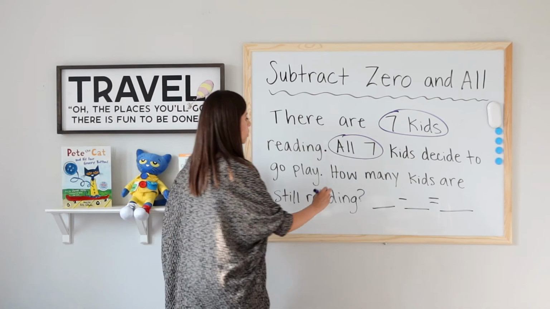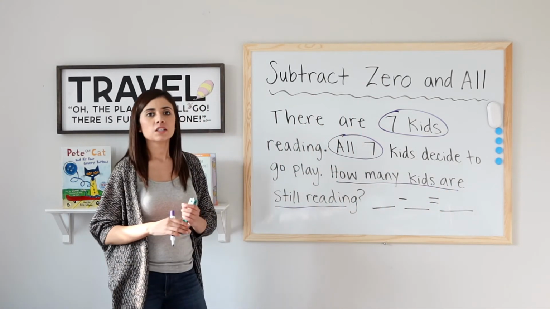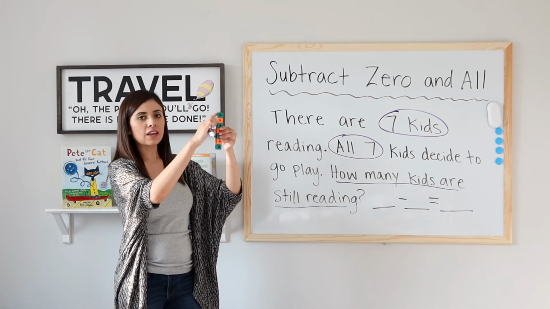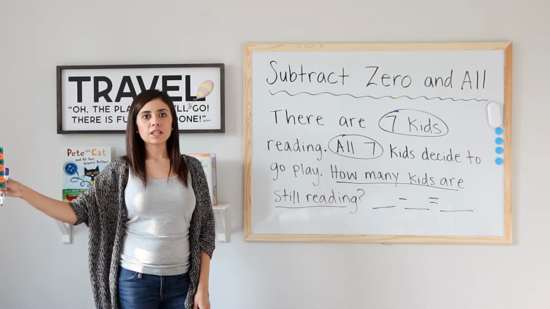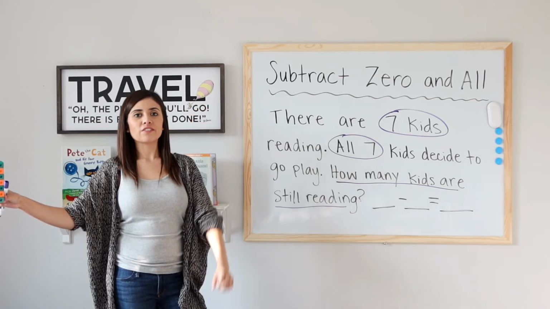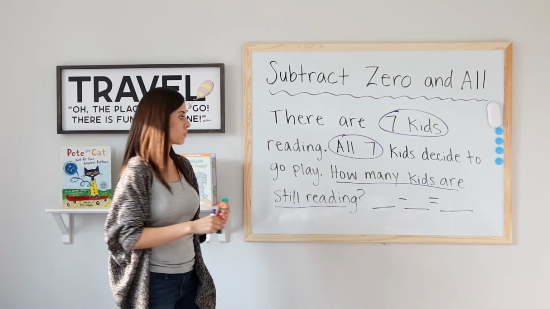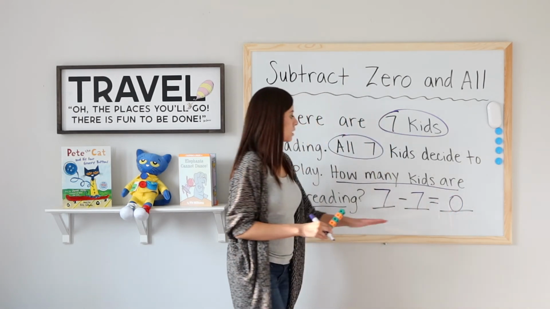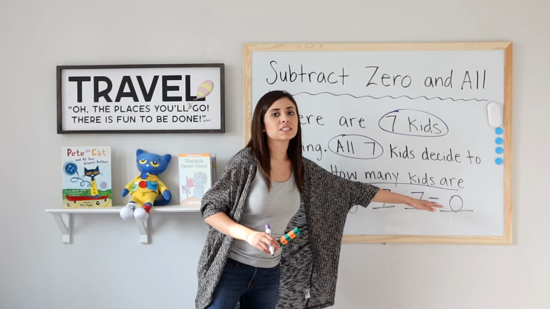And we want to know how many kids are still reading. So if I have 7 kids, 1, 2, 3, 4, 5, 6, 7, and they're all reading, but then they all decide to go play, how many kids are still reading? 0. Very good. 7 minus 7 equals 0. A number minus all of that number equals 0.